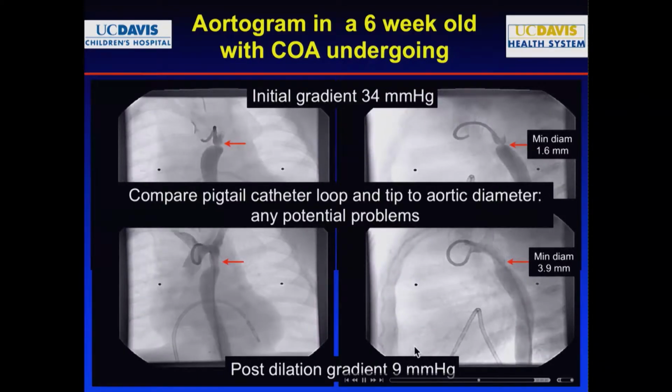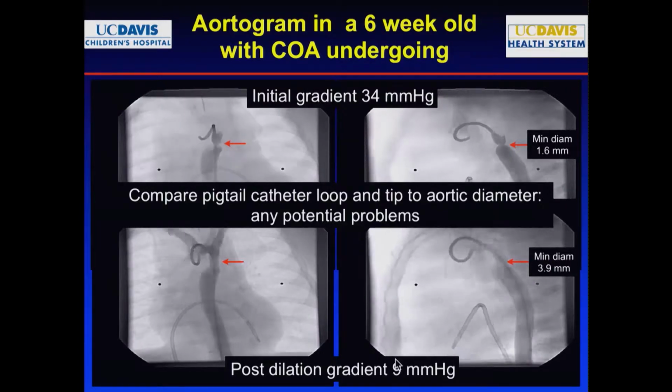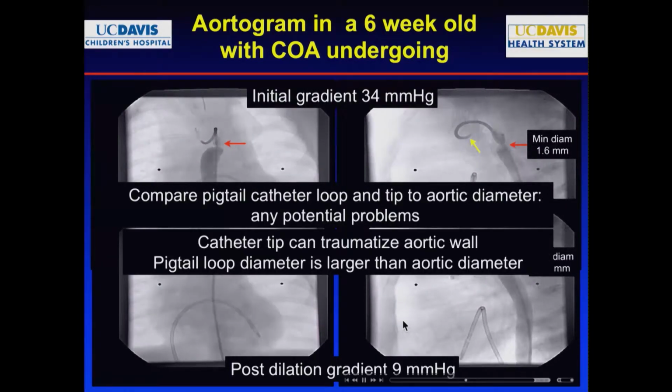So you got to be really careful with those pigtails, especially when you pull the wire back and it reforms that hook. That hook can actually scratch the intima. So you have to pay attention to that in the small babies. So the catheter tip can traumatize the vessels because the pigtail loop diameter is bigger than the aortic diameter. So be aware of that.